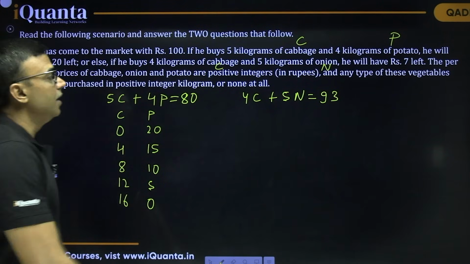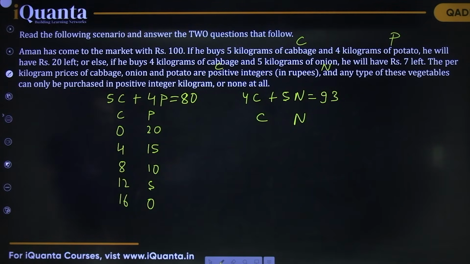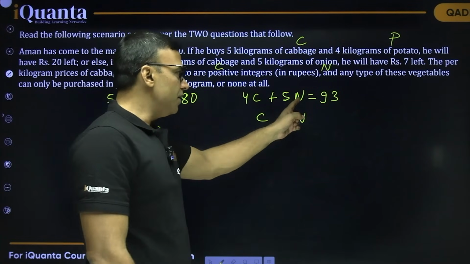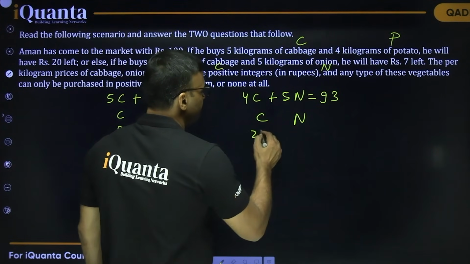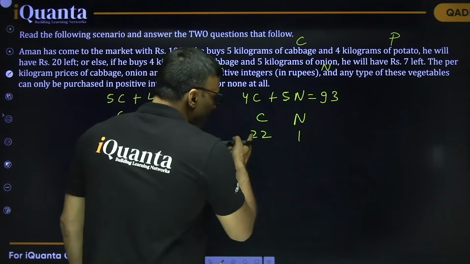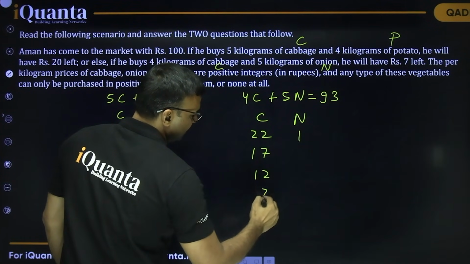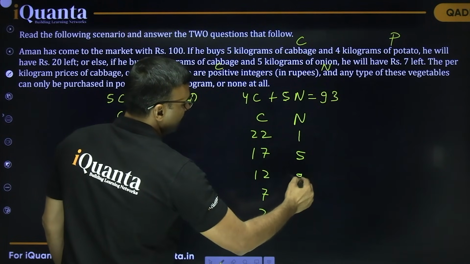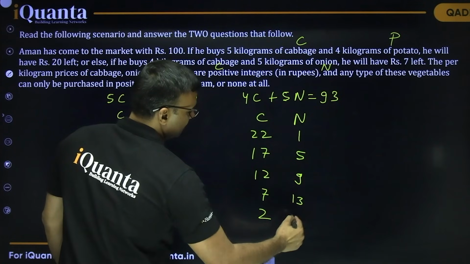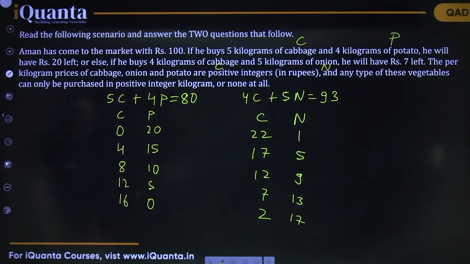Now from here, C and N. 4C plus 5N equals 93. Check for the first value. If I take N equal to 1, 93 minus, put N equal to 1, 5 goes to the other side, 88. 88 by 4 is 22. So the first solution is 22 and 1. The next one will be 22 minus 5, 17. 17 minus 5, 12. 12 minus 5, that is 7. 7 minus 5, that is 2. N will be 1 plus 4, 5. 5 plus 4, 9. 9 plus 4, 13. 13 plus 4, 17. These are all possible solutions.